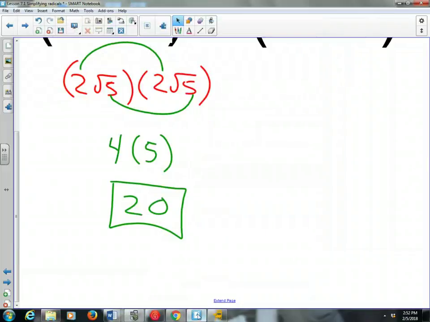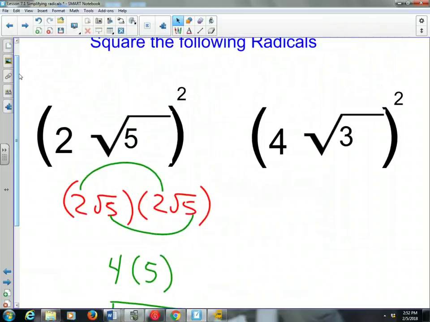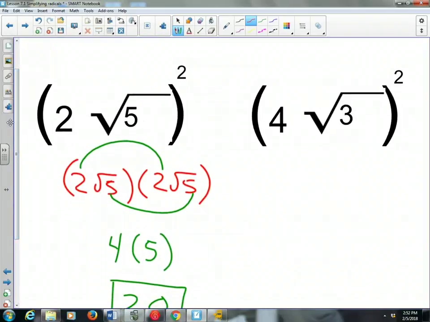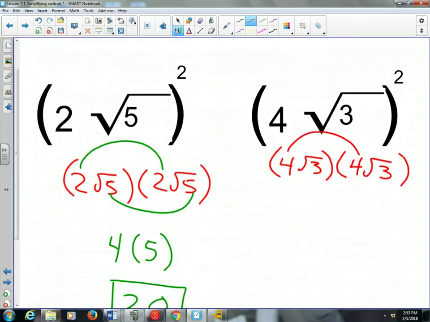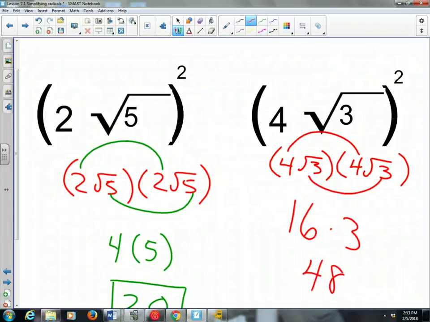So let's take a look at this one here. 4 root 3 times 4 root 3. 4 square root 3 times itself. You take coefficient times coefficient, 16. Radical times radical. Root 3 times root 3 is 3. So it's 16 times 3, which is 48.